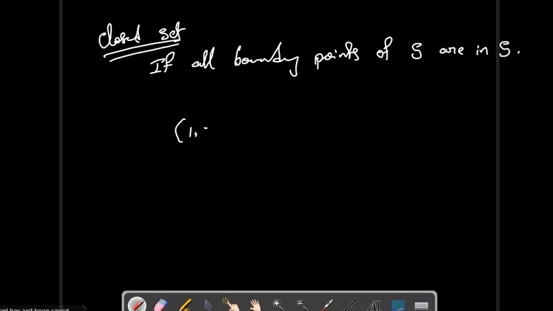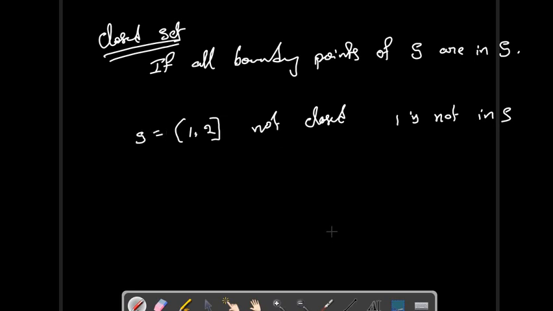For example, if you take the interval (1, 2], where 1 is not included and 2 is included, this set is not closed. Why? Because 1 is not in S. Whereas if I take the interval [1, 2], yes, this is closed, because the boundary points are 1 and 2, and they are included in the set.